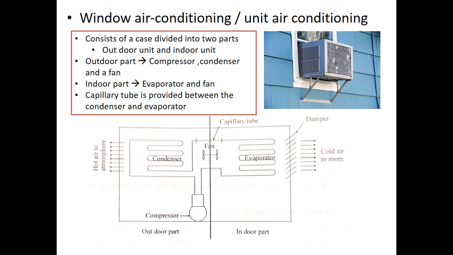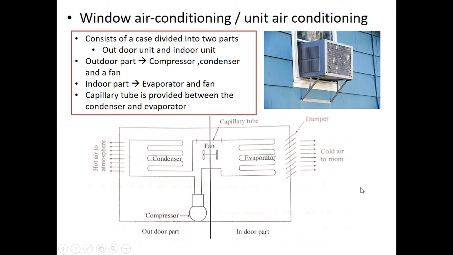Here you can see that you may have observed this kind of air conditioning system in many of the older buildings or older houses, where one side is inside the room, and the other side protrudes outside the wall of the building. This is a figure which shows the window air conditioning. A schematic diagram is shown below.